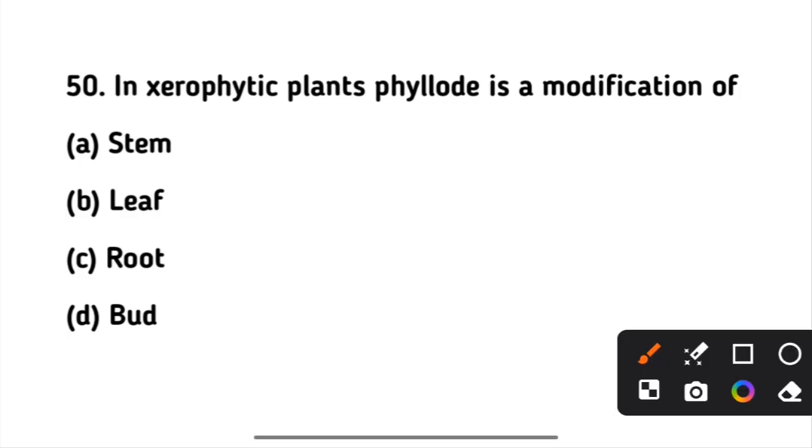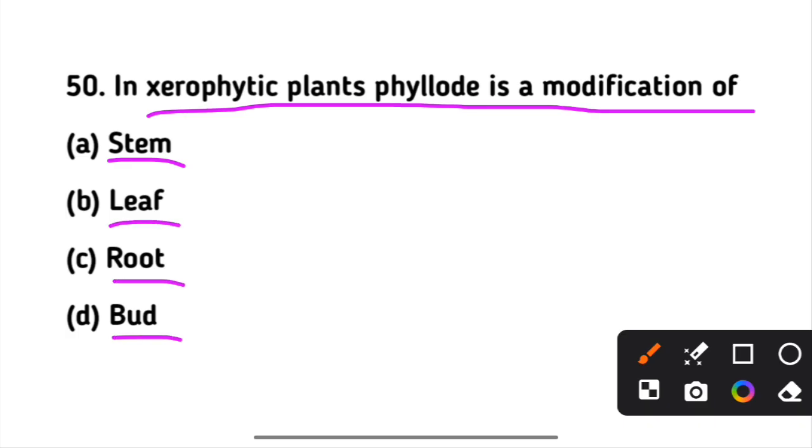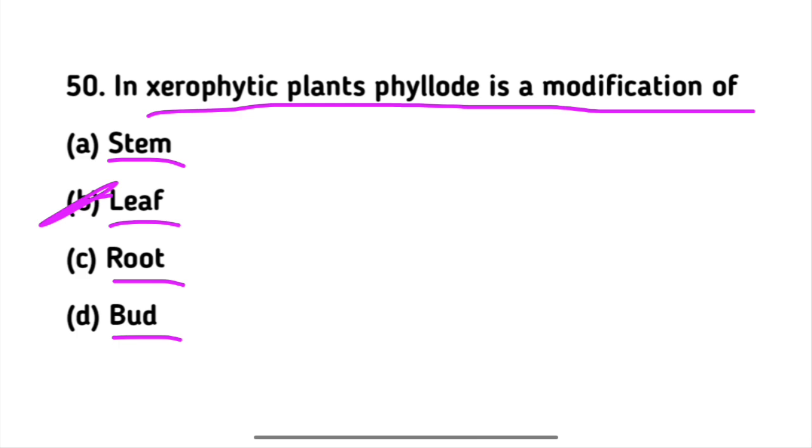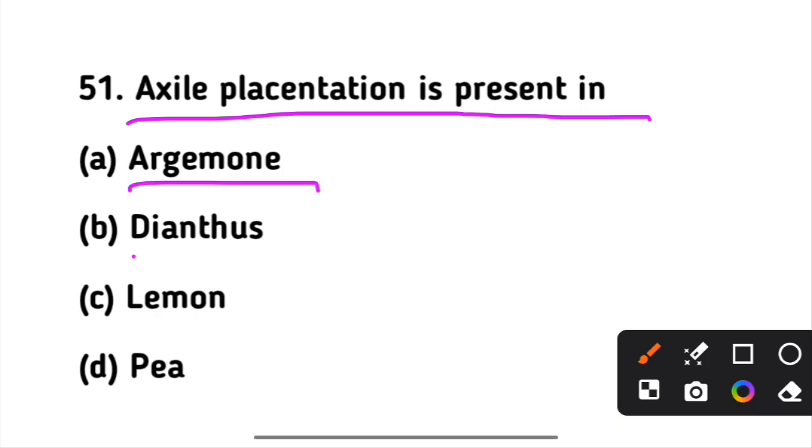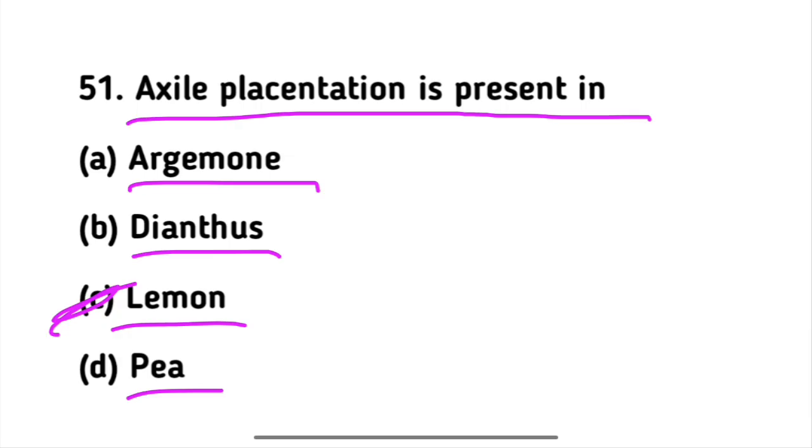Next question. In xerophytic plants, phyllode is a modification of stem, leaf, root, bud. Option B is correct, leaf. In xerophytic plants, phyllode is a modification of leaf. Next question. Axile placentation is present in Argemone, Dianthus, lemon, pea. Option C is correct, lemon. Axile placentation is present in lemon.